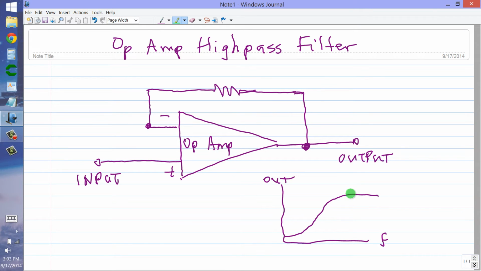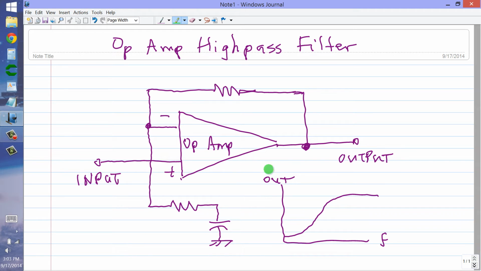Well, what we can actually do is connect a capacitor between the inverting input and ground through a resistor like this. Okay, now how does that work? What happens as the frequency varies?